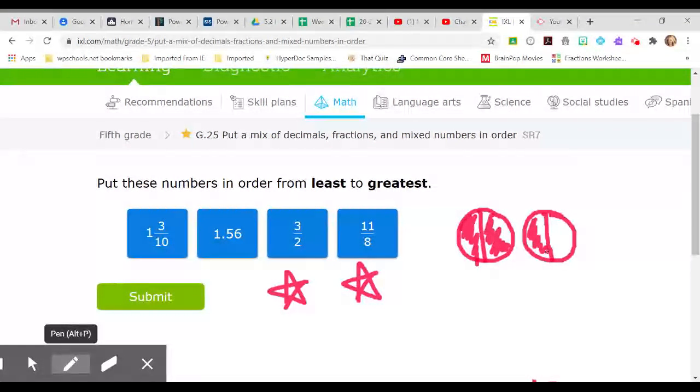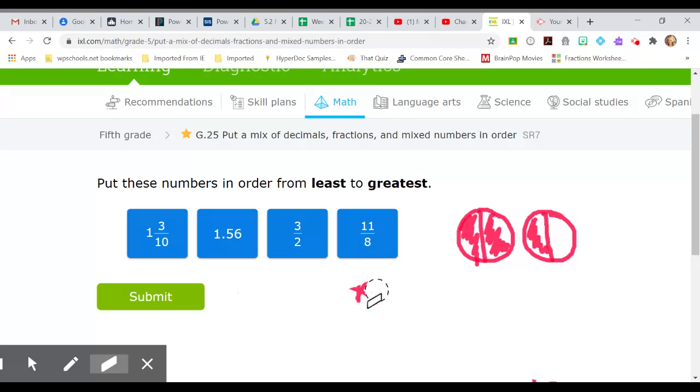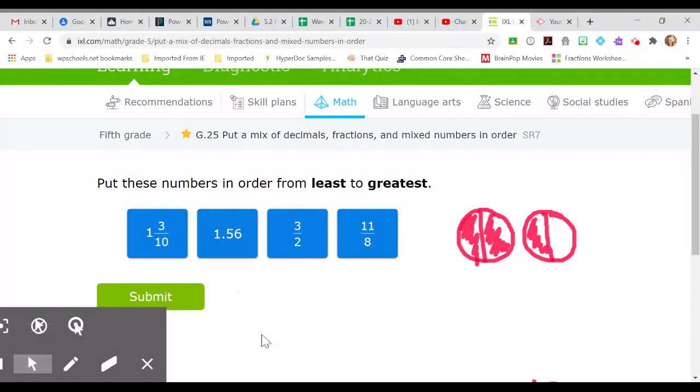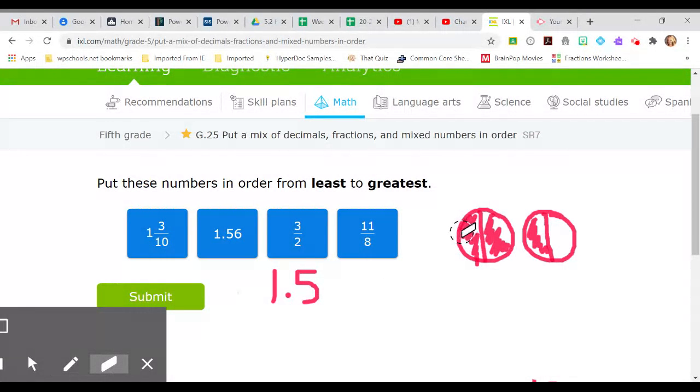So 3 halves as a mixed number is 1 and 1/2. Let's write 1 and 1/2 as a decimal. How would you write 1 and a half as a decimal? Kaylee? There you go, 1 and 5 tenths. So 3 halves is the same thing as 1 and 5 tenths, or 1 and a half. All right, and then we have 11 eighths.